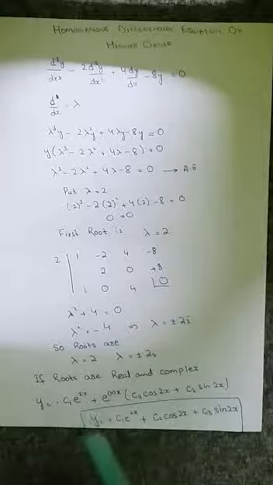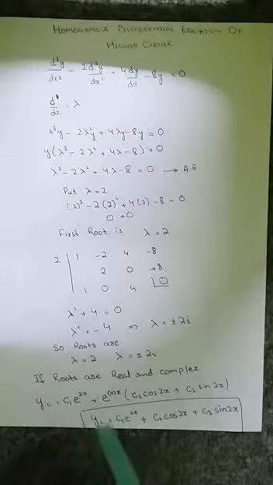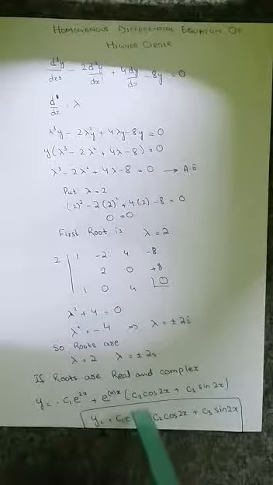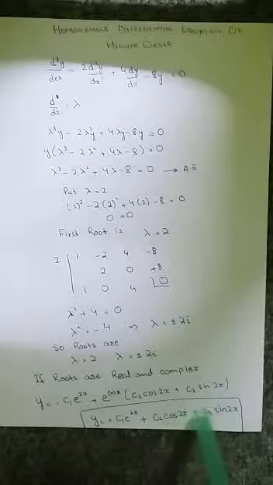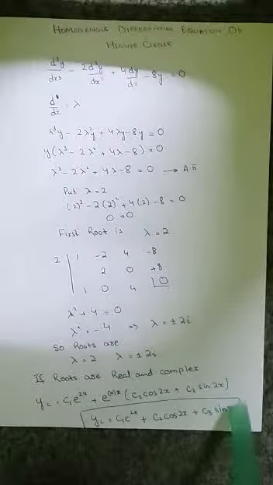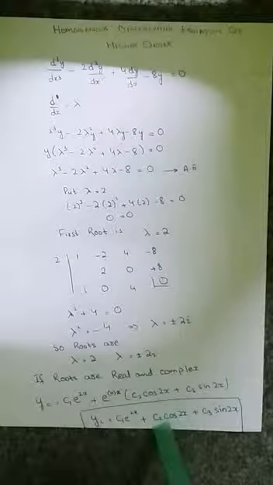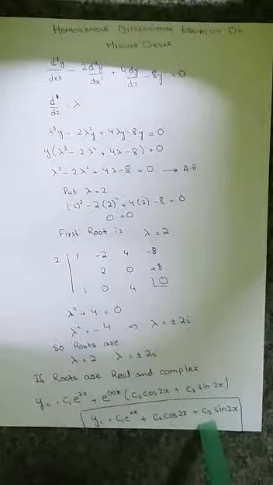So the final answer we get is yc equal to c1 e with the power 2x plus c2 cos 2x plus c3 sin 2x, where c1, c2 and c3 are the arbitrary constants. Thank you.